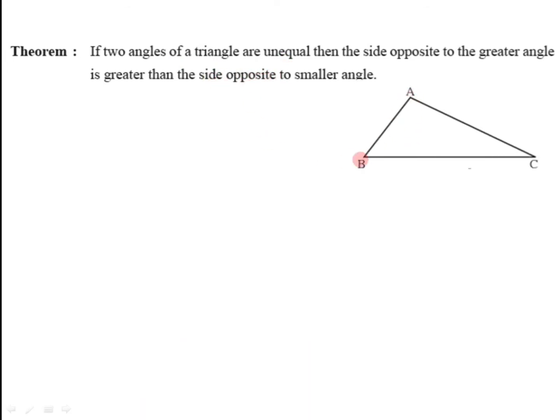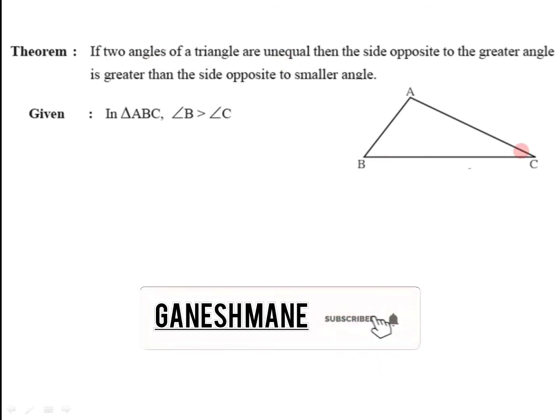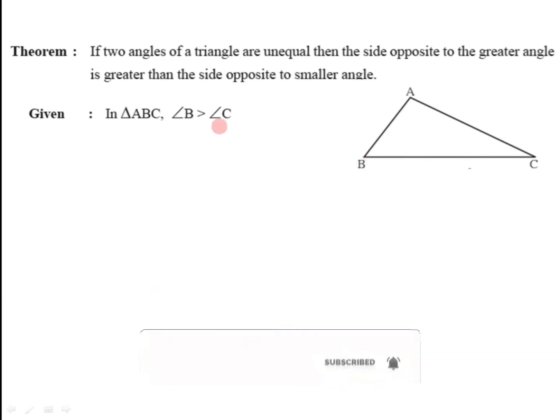Let us consider triangle ABC. So any triangle ABC is given. It's given that if we consider any two angles of this triangle, one of them is greater than the other one. So in this diagram, it is given that angle B is greater than angle C, because in the statement of the theorem, if two angles of a triangle are unequal, any one must be greater than the other one. So in this case, angle B is given to be greater than angle C.